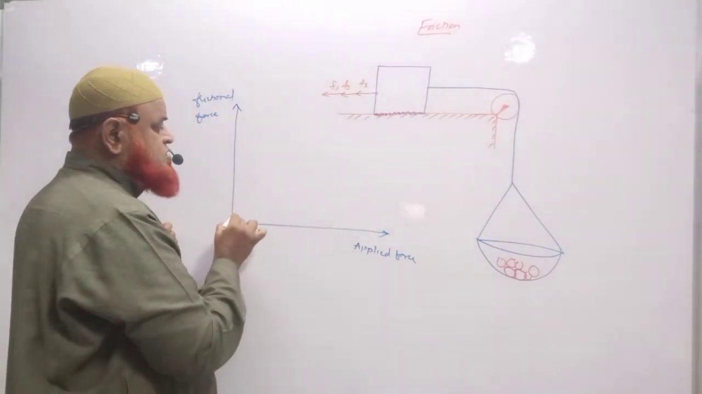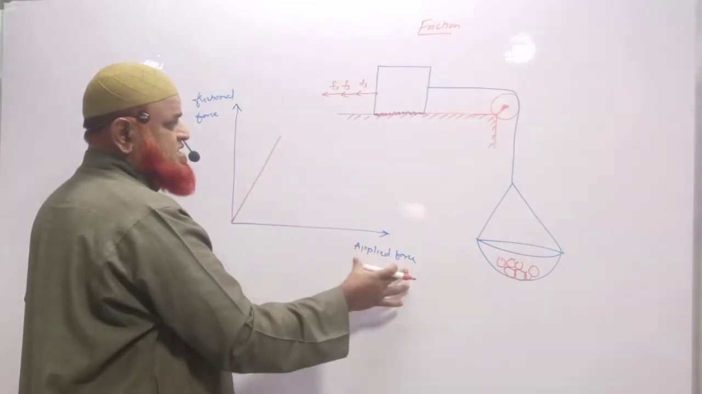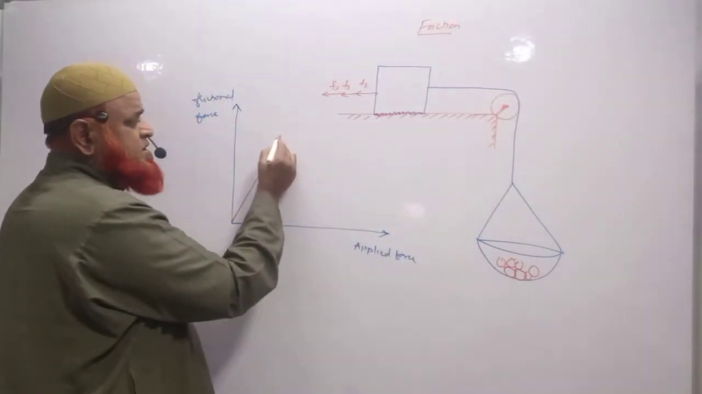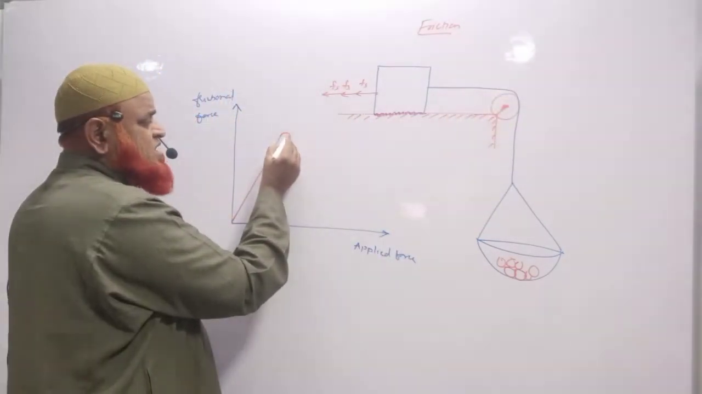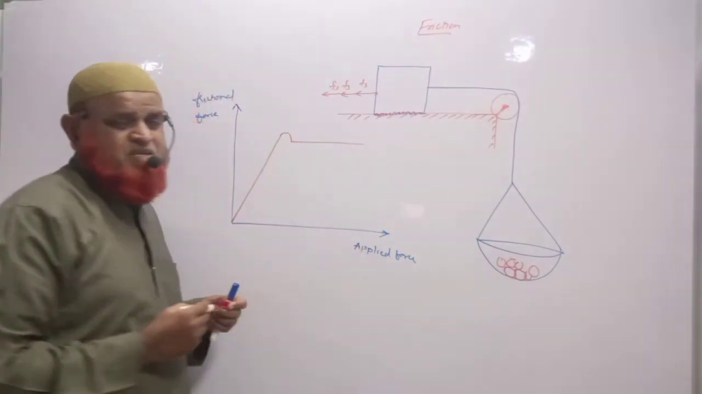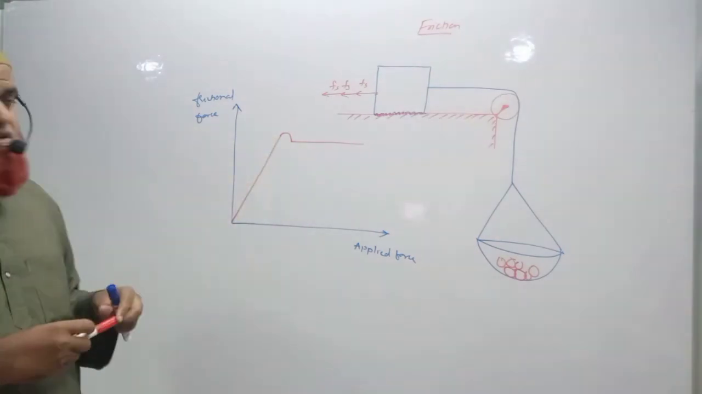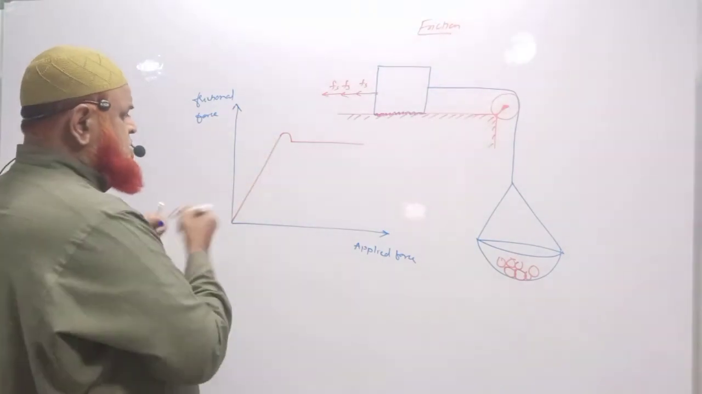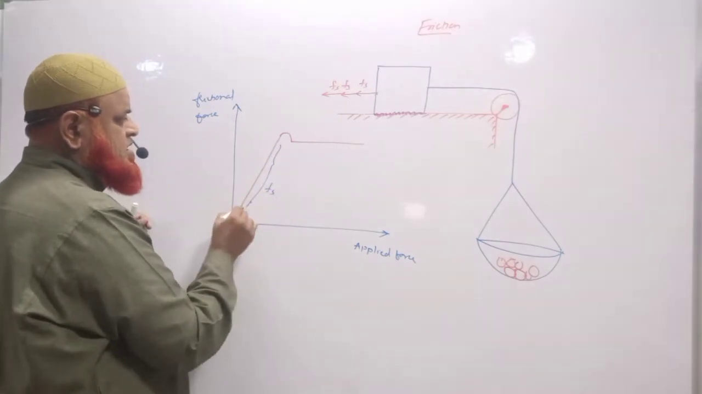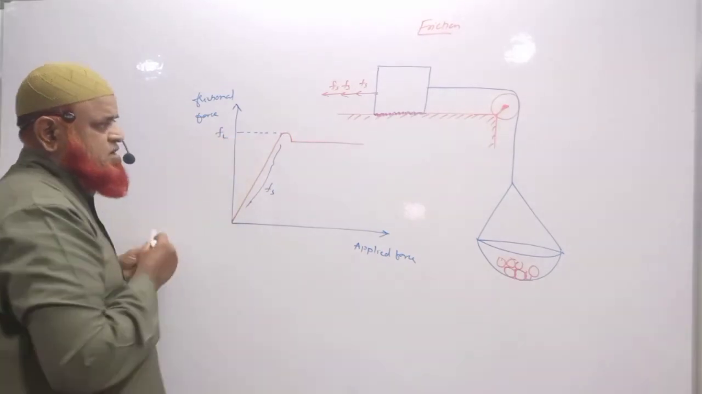And static friction slowly increases up to a certain extent. But once the block starts moving, what happens, the friction will decrease and become constant here. Why is it so? Okay, up to this extent here, it is called static friction. So this whole area is called static friction here. And what is this going to be? This is going to be limiting friction, okay?